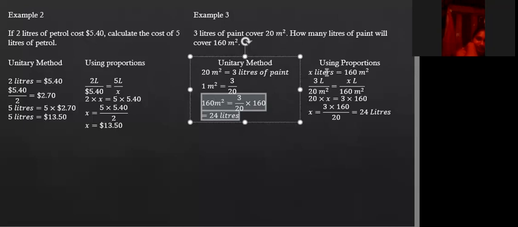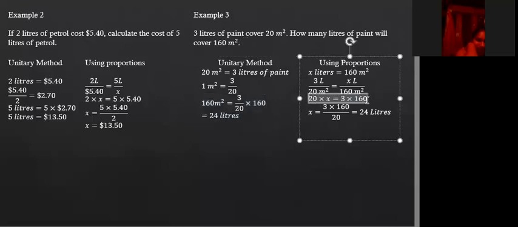When you use a proportion, you have X liters for 160 meters squared. So you have the same 3 liters over 20 meters squared is equal to X liters over 160 meters squared. You're going to cross multiply now. So you have X liters multiplied by 20 meters squared, or X by 20, and you have 3 liters multiplied by 160. It comes back to the same thing. Now, you just make X the subject of the formula.